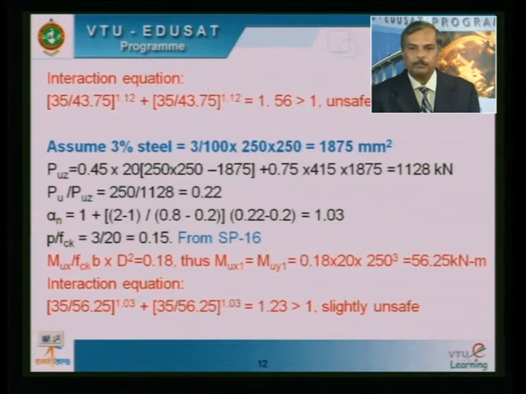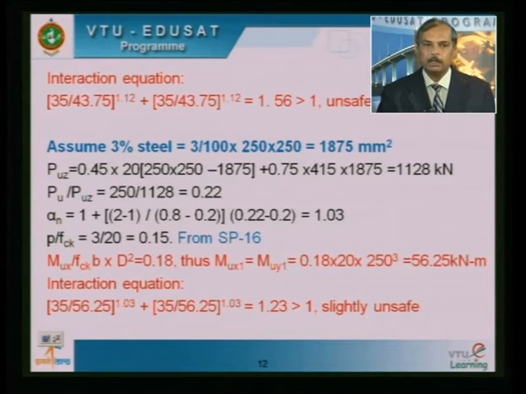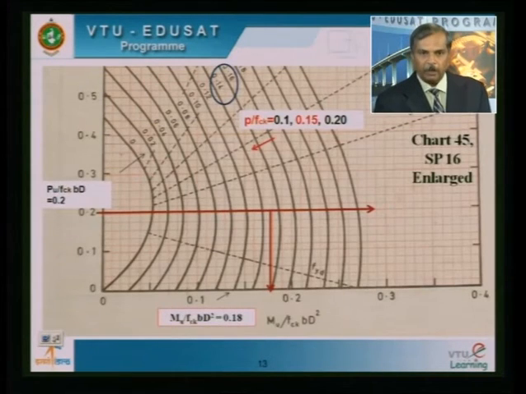Still it is greater than 1. Therefore it is unsafe. Now 1.56, we wanted to reduce it to something like 1, but we increased the steel by about 1%, from 2 to 3%. With that my interaction value is decreasing from 1.56 to something like 1.23. So probably if I increase the steel by another 1%, 1.23 can be reduced to a value very close to 1. So that's what I have done, and this is again the same interaction equation, the same chart to pick up the value of this parameter.